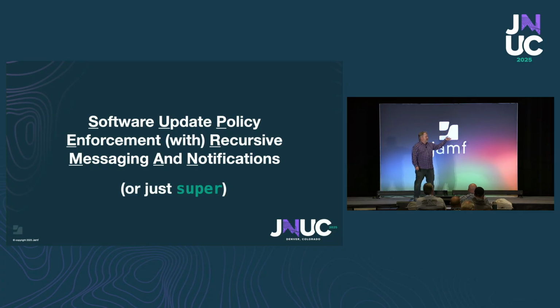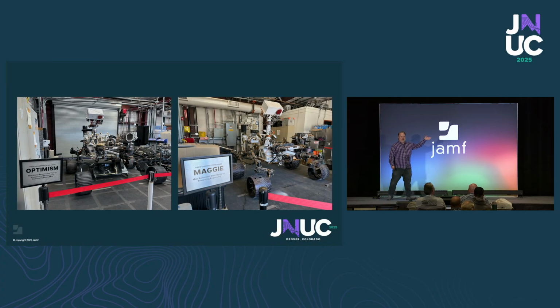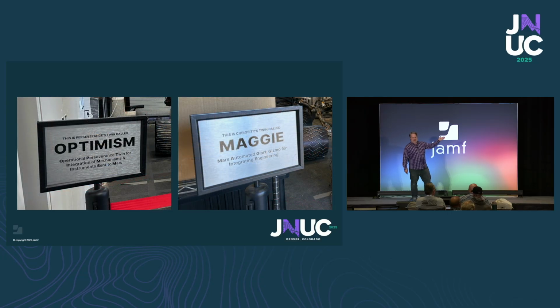So Super's cousins were there for me to look at, and I got to go and visit and take pictures. And let's enhance. We've got Optimism and Maggie here with their backronyms. These are literally the cousins on Earth. I particularly love Maggie. It's like Mars Automated Gizmo for integrated testing or whatever. So that's where the Superman name came from. Not some DC fans here. It was literally a cool backronym for a fun project that we worked on together. So that's a little bit of fun.